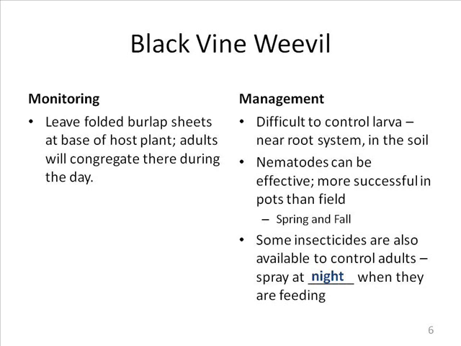Larvae are difficult to manage because they are protected by the soil and are near the root system. Insecticide applications have not proven to be very effective. Some work has shown that entomopathogenic nematodes applied in the spring or fall, when larvae are present, can help reduce populations. Insecticides applied for management of adult populations should be applied at night or in the evening when the adults are active and feeding.